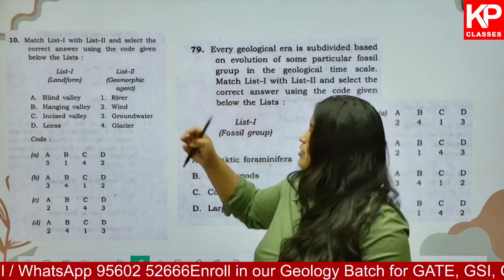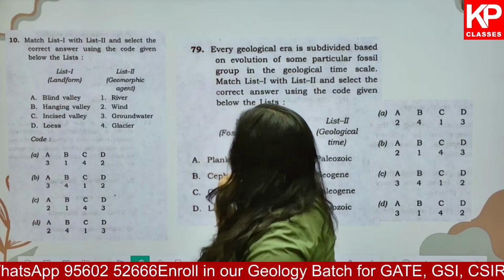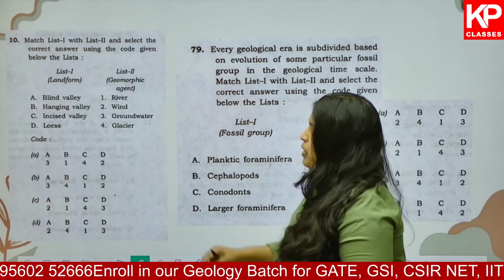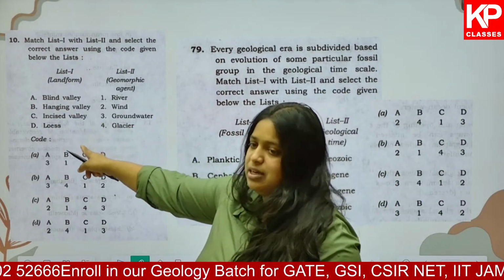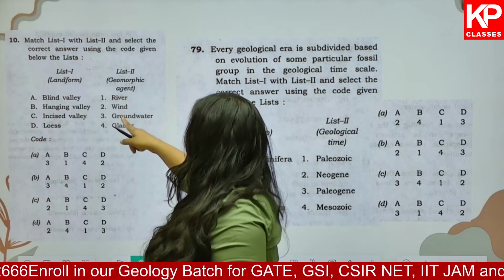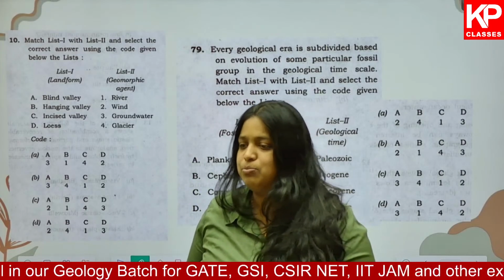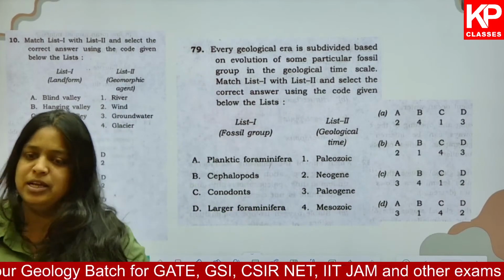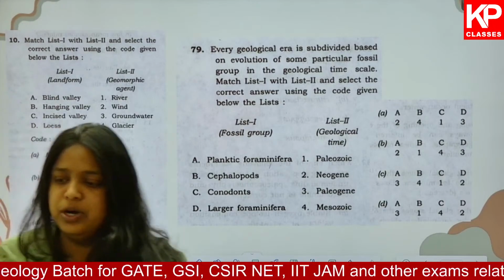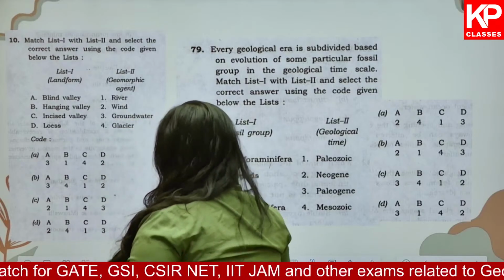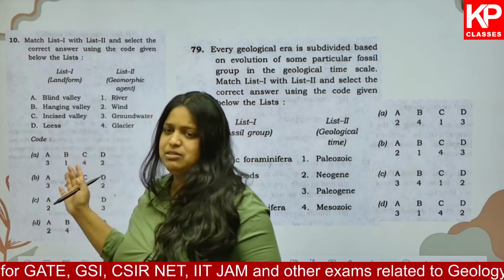So let's see. First one: match list 1 with list 2 and select the correct answer using the code given below. List 1 are landforms. List 2 is of the geomorphic agent which causes the formation of this particular landform. You are giving me the answer as B. Okay, let's see. This is a comparatively easy question.